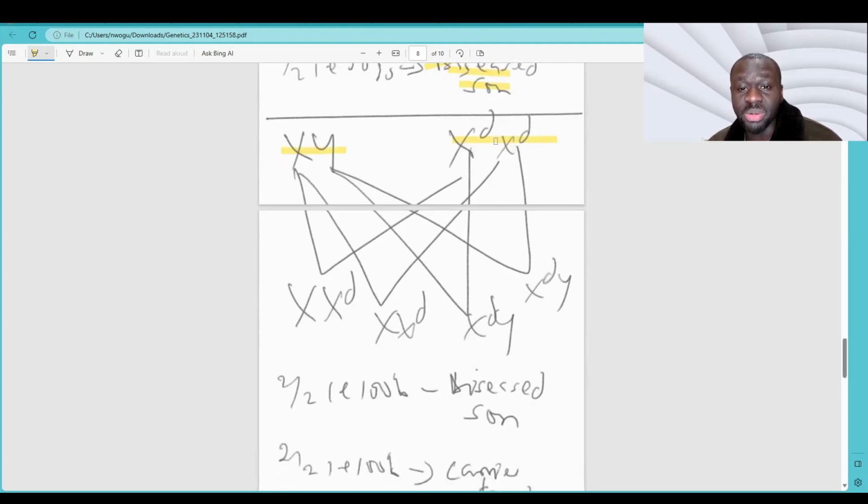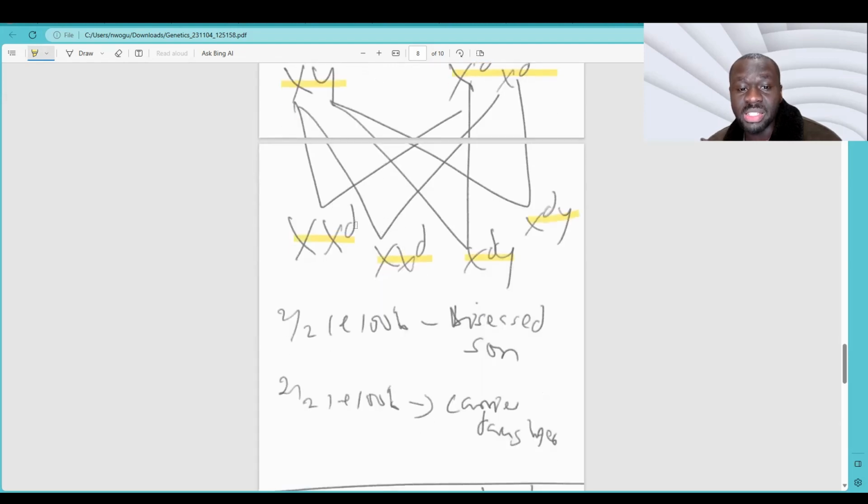And you do the Mendelian cross. This female will be a carrier. This female will be a carrier. This male will have the disease. This male has the disease. What it means is that there is a 2/2, so 100% chance that any female child they have will be a carrier, and 2/2, a 100% chance that any male child they have will have the disease condition.